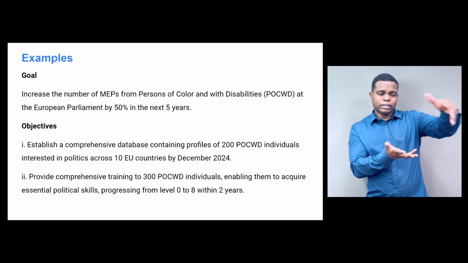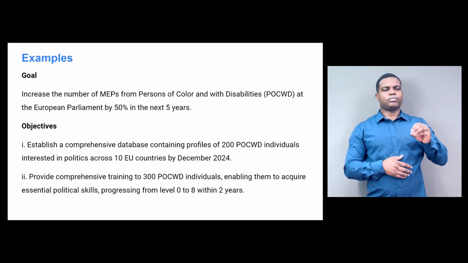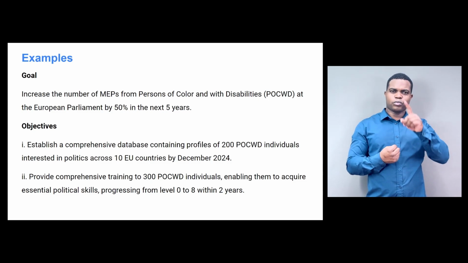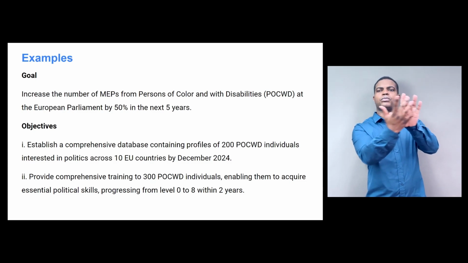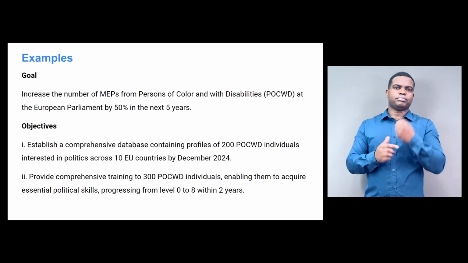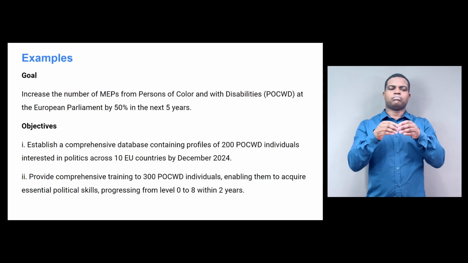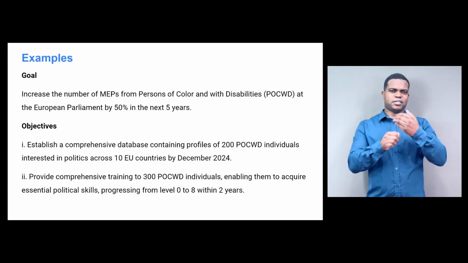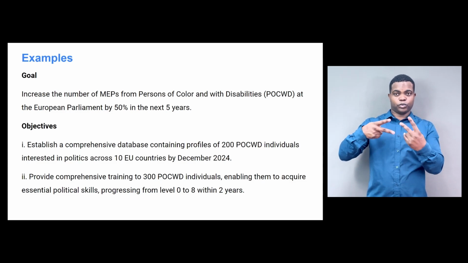So establishing a comprehensive database could be one of the actionable steps that would lead to the increase in the number of MEPs from the POCWD. Because when you know these people, when you have a comprehensive database, you'll be able to reach them. So this could be one of the steps that will help you achieve the overall goal of increasing the number of MEPs that are persons with disability, persons of color with disability at the European Parliament by 50% in the next 5 years.